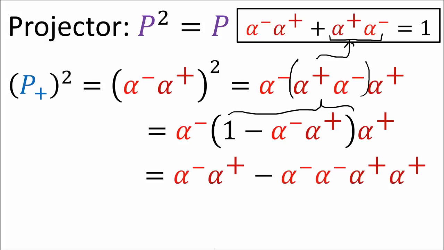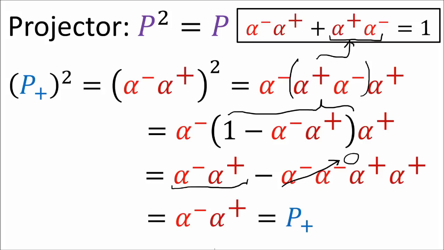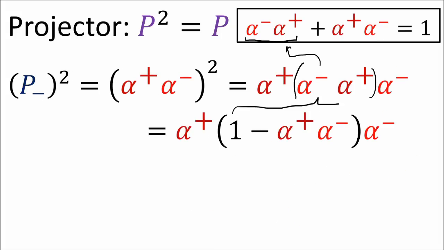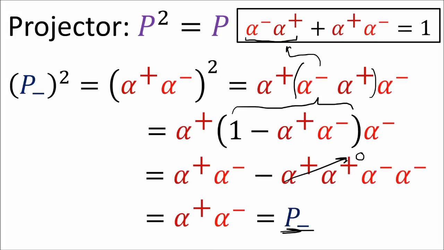After we distribute, the first term becomes alpha minus alpha plus, and the second term has alpha minus twice, which immediately goes to 0 since it's nilpotent. So we end up with alpha minus alpha plus, which is the original projector P plus. So P plus does square to itself, meaning that P plus is a projector. We can use a similar proof to show that P minus is a projector.